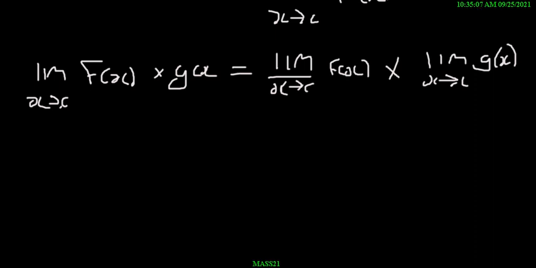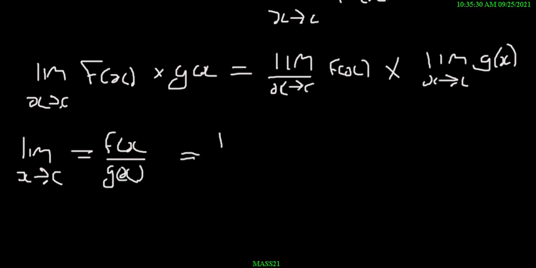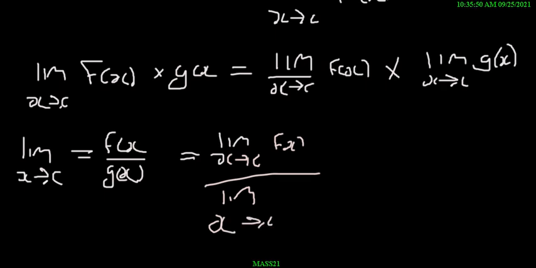And if we're dividing, the limit as x approaches c of f(x) over g(x), then this will be equal to the limit of f(x) alone over the limit of g(x), like that.